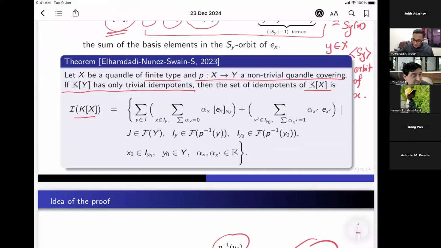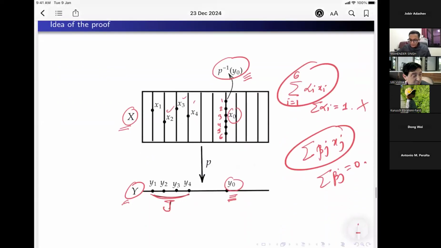This is the complete set. And in fact, to prove the converse, we notice that any element in the quandle ring will be a linear combination of basis elements. All these basis elements will lie in some fibers, and we can write it in this form. So that's the idea of the proof.